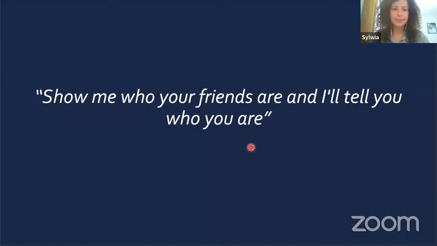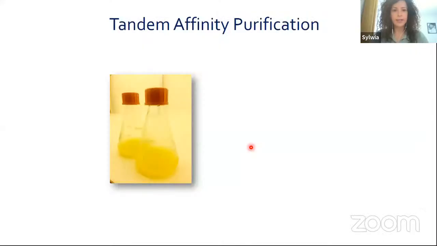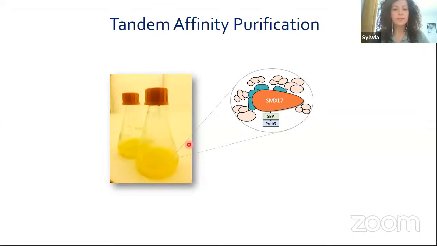There is also this saying, show me who your friends are, and I will tell you who you are. That's why we wanted to know what is actually the function of SMAX7 and what are the proteins interacting with it. And how did we do that? We used tandem affinity purification in Arabidopsis cell cultures. For that, we transformed cell cultures with SMAX7, which was our bait, tagged with the double affinity tag consisting of streptavidin binding protein and protein G.